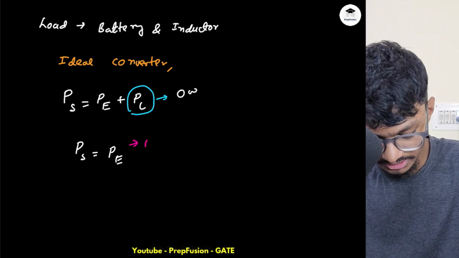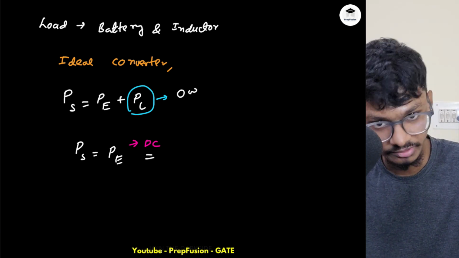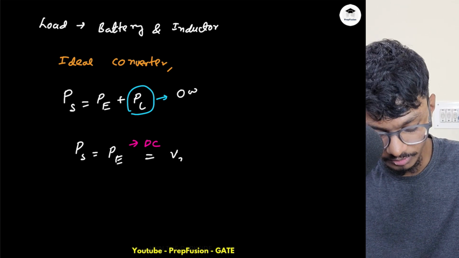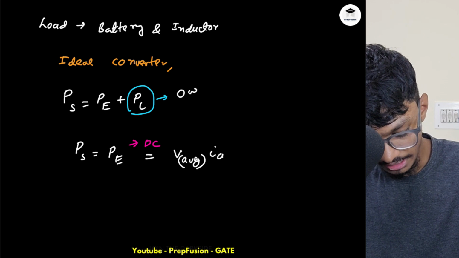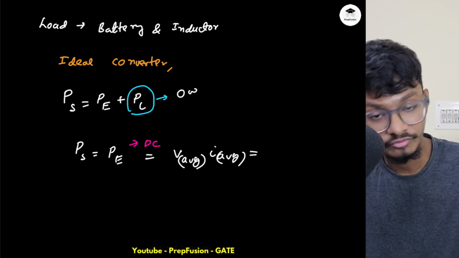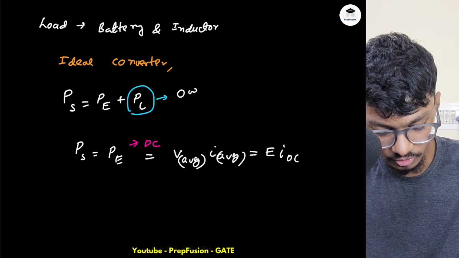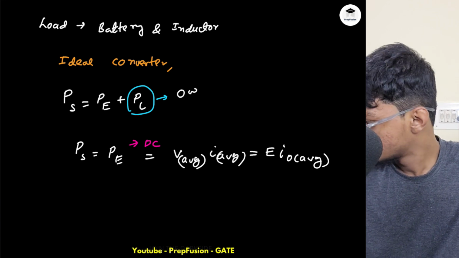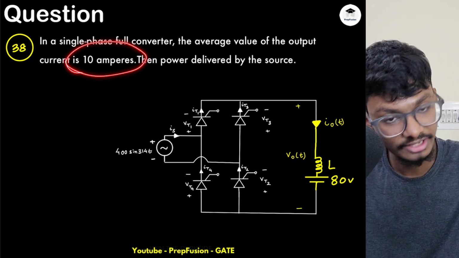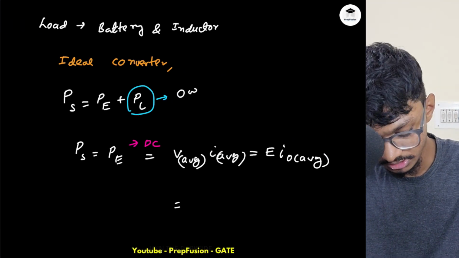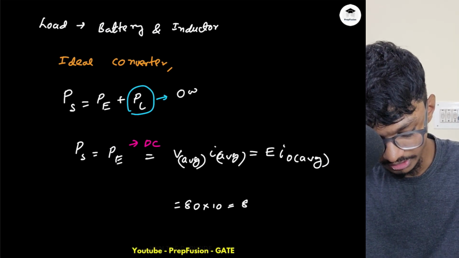So overall the power supplied by the source will be the power consumed by the battery, and the battery is a DC load. What is the power formula for a DC load? I have derived this previously, so I will write it directly here. For a DC load, the power is V average into I average. And what is V average for the battery? It is E, right? It is always constant E. What is I average? It is IO average. Have they told me the average current? Yes, they have told me the IO average. E is 80. So 80 into 10 is equal to 800 watts.